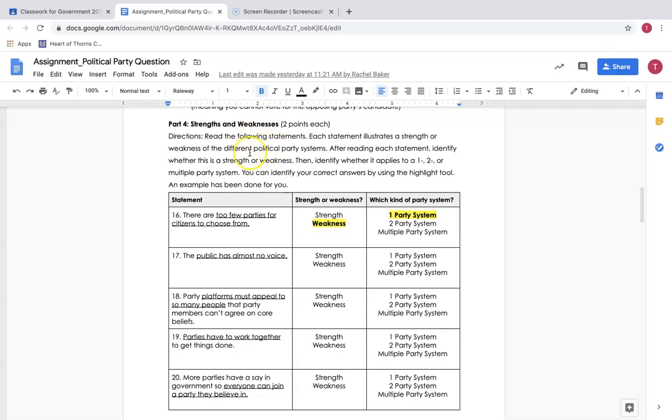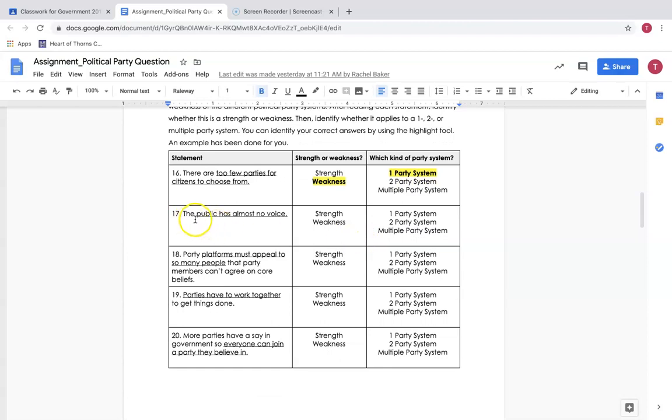For part 4, strengths and weaknesses, you're going to read the following statements. Each statement illustrates a strength or a weakness of the different political party systems. After reading each statement, identify whether it is a strength or a weakness. Then identify whether it applies to one, two, or multi-party systems. You can identify your correct answers by using the highlight tool. Number 1, or number 16, is done for you. There are too many parties for citizens to choose from. This is a weakness, so you will highlight weakness. And what kind of party system? It is a one-party system, where there are too few parties to choose from.